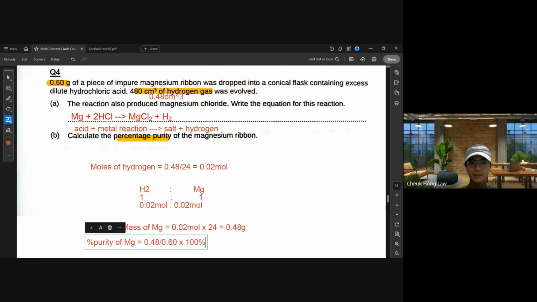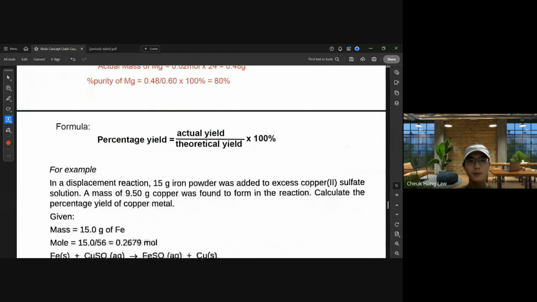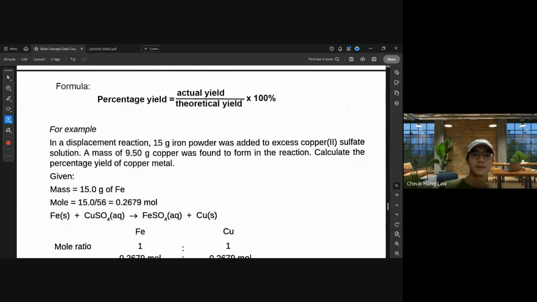Okay, percentage purity is actual mass. What's the actual mass of magnesium? 0.48 grams divided by the total mass of the sample, and the sample is 0.6 grams, times 100%. So your answer is 80%. Okay. If not, I move on to percentage yield.